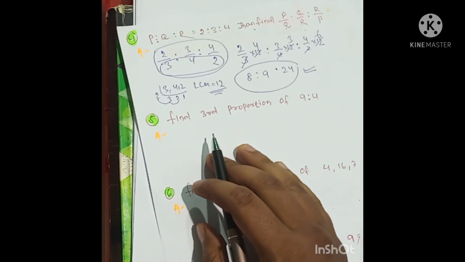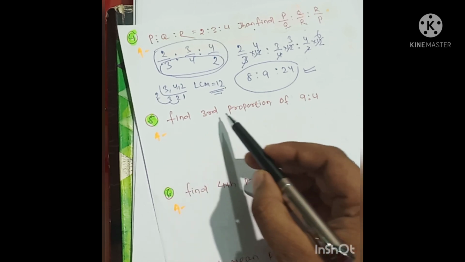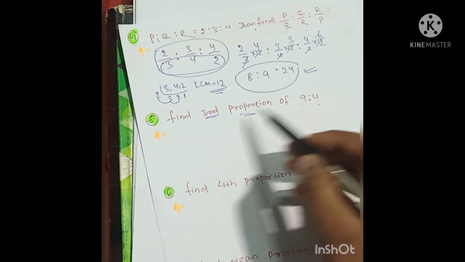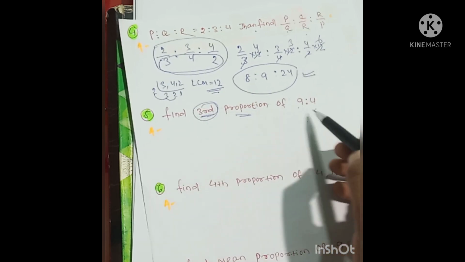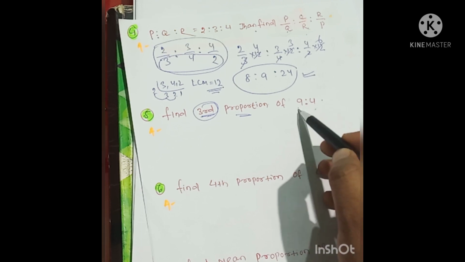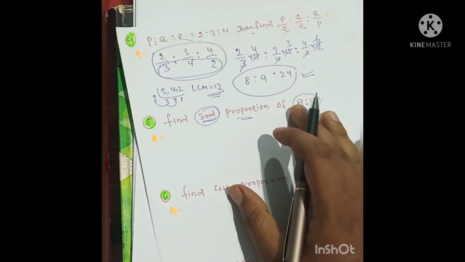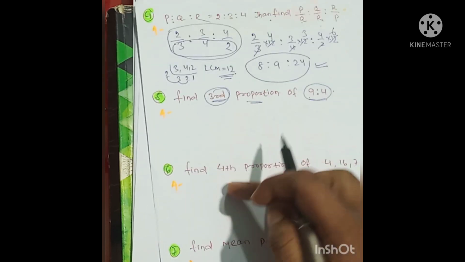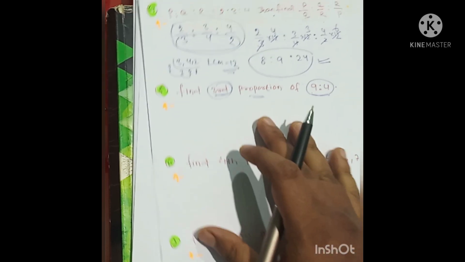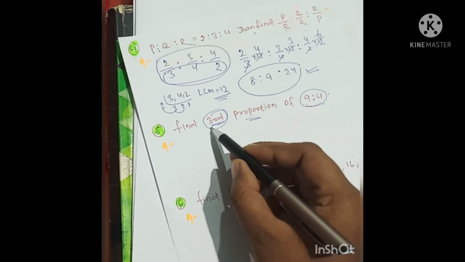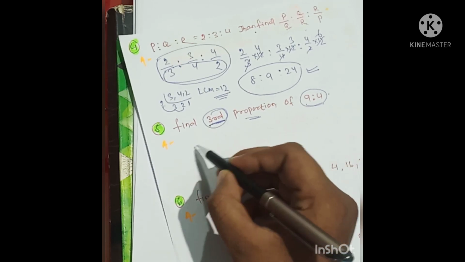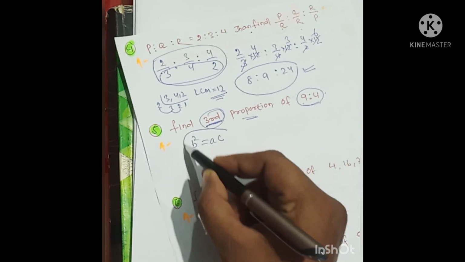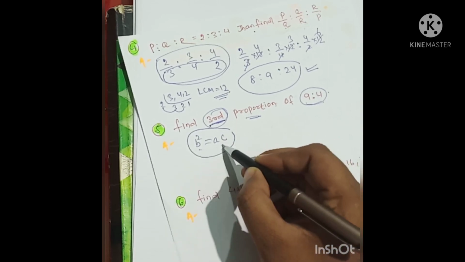So here is another most important thing: find the third proportional of 9 is to 4. Third proportion means it should have 3 places, but here we have only 2 places. So what will you do? Before we start this math, there are some formulas for questions 5, 6 and 7. For the third proportion the formula will be b square equal to ac. So what is b, what is a, and what is c?